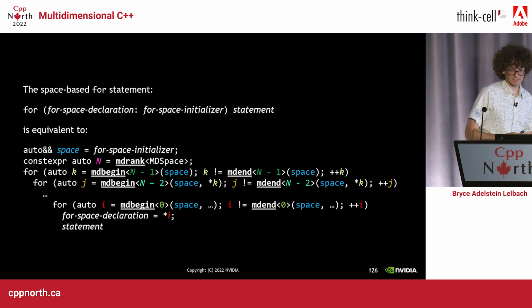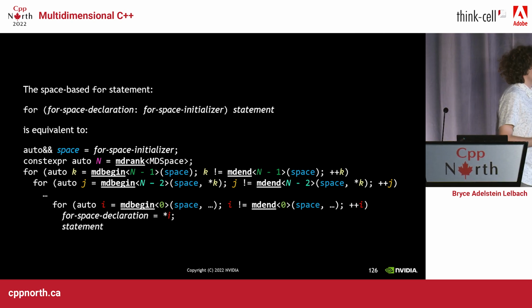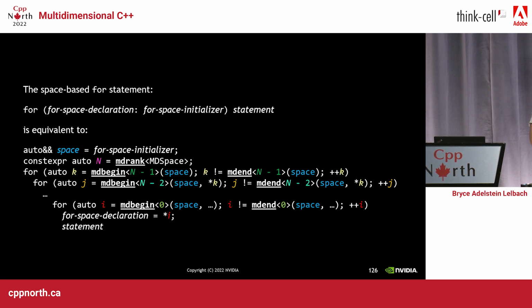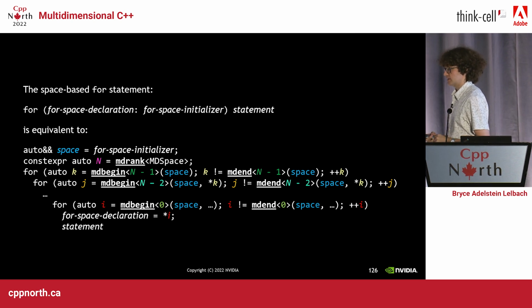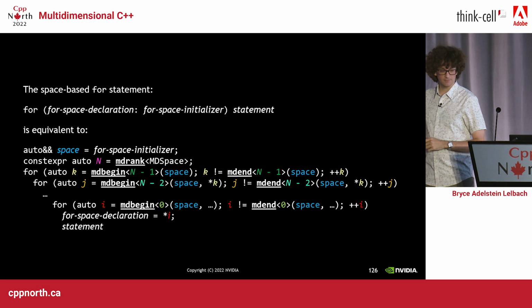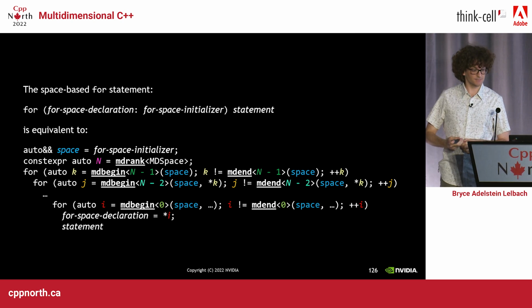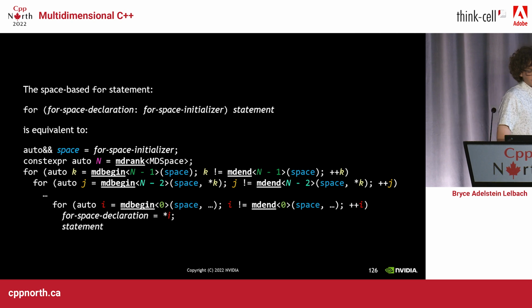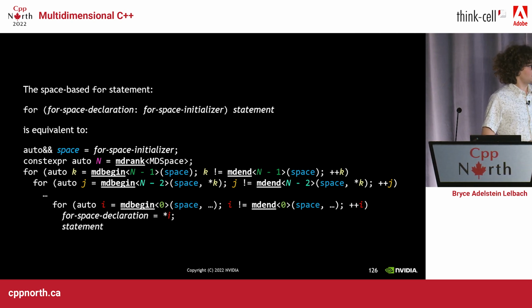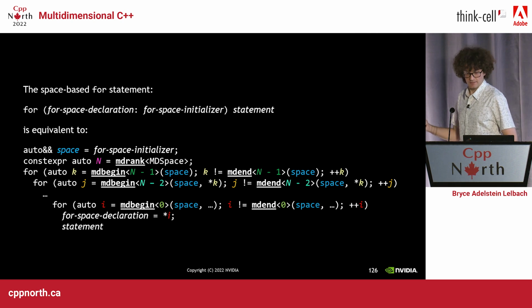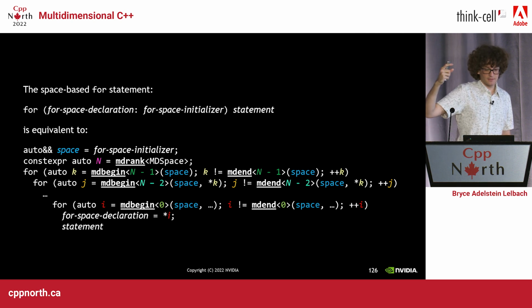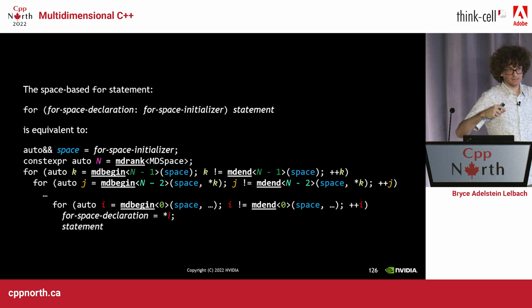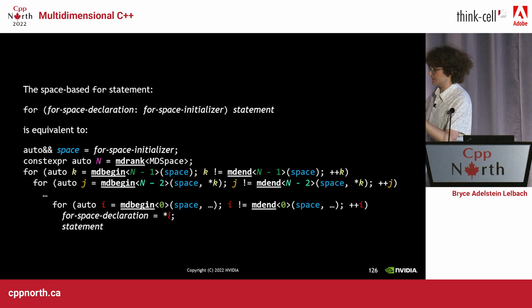All right, so let's look at how we might use this. So imagine that we had some sort of space-based for statement, where just like with a range-based for, you've got some iteration initializer, and then you've got some space that you pass in. And what this is going to expand to is this nested multidimensional loop. In the outermost loop, you're going to call mdbegin on the last rank, and you're just going to call it on the space. And that second argument, it's not going to exist yet.